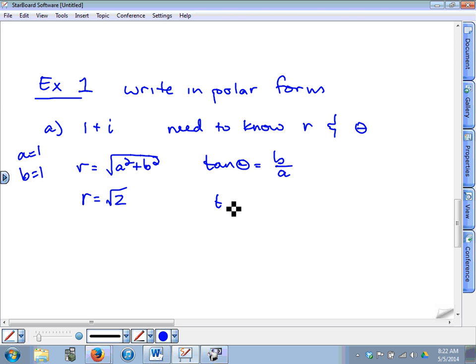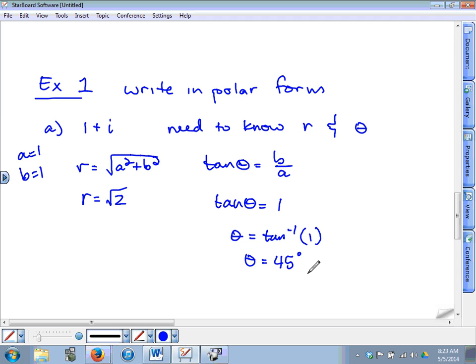Now tangent theta is b divided by a, that's 1 divided by 1, so the tangent of theta is equal to 1. Not 90, no, you're close. 45. Yeah. So if you take the inverse tangent on both sides, you get theta is equal to inverse tangent of 1. If you type this into your calculator, it should give you that if it's in degree mode.